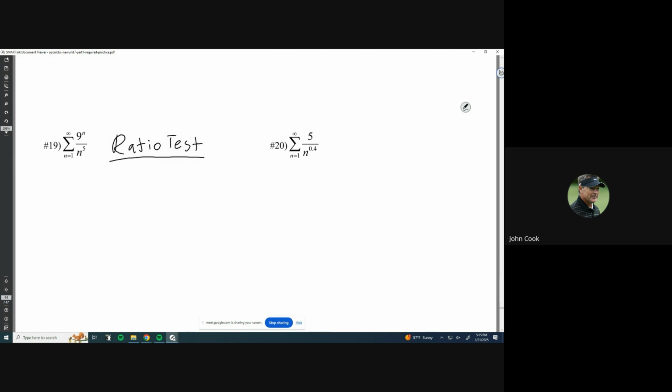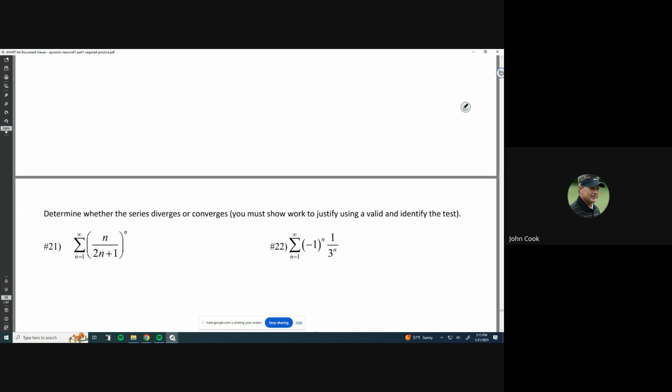5 over n to the 0.4, that's real obvious. That one's a p-series as well, because I can just rewrite this with the 5 out front, and then it looks a lot better, right? Looks like 1 over n to the 0.4. Okay, and then 21.